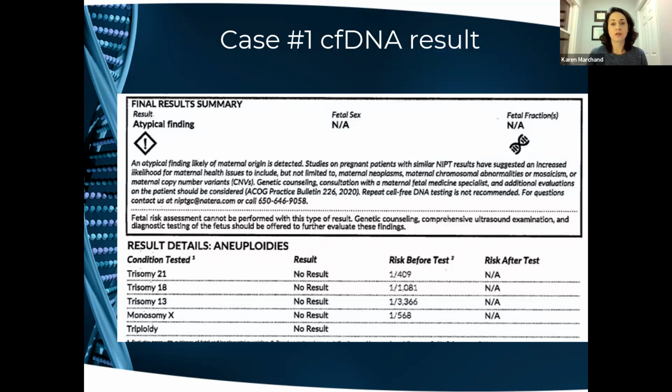This patient did do cell-free DNA screening and got an atypical finding result, so that 4th category that I mentioned. When you get an atypical finding result, usually, at least with Natera, they will specify on the report whether it was suspected to be of placental and therefore potentially fetal origin, or whether it is of maternal origin, or whether that can't be differentiated.